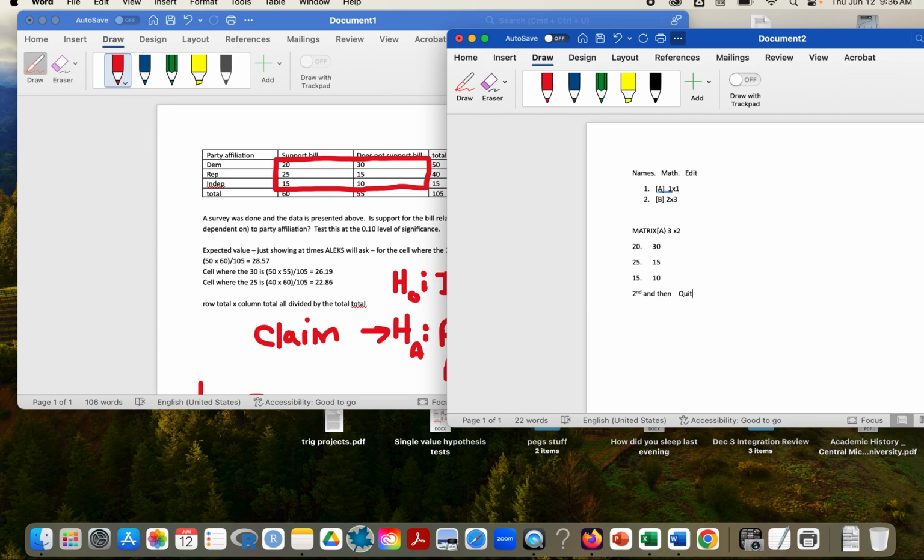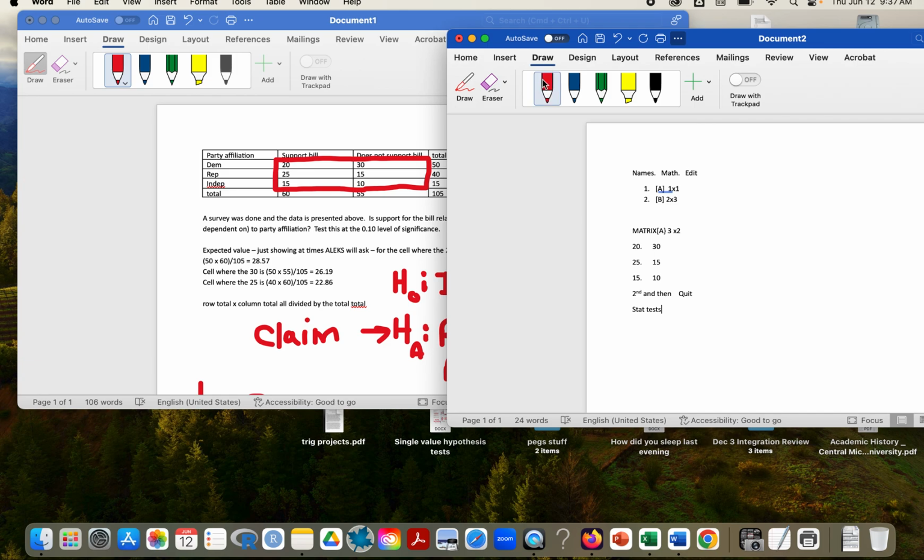Now, we've got the data entered. That's what all of this stuff is right here. We entered in the data. Now you're going to need to hit the stat key, and arrow over to tests. So hit the stat key, arrow over to tests, and you need to look for the chi-squared test.